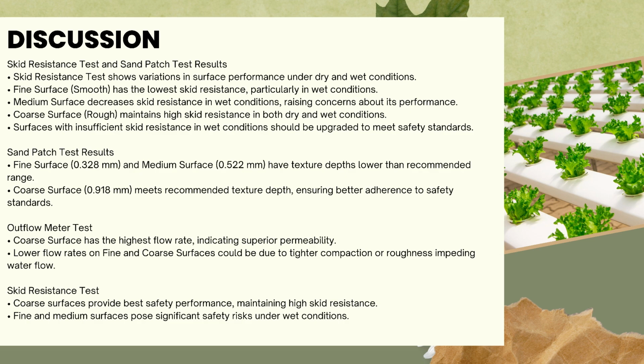The outflow meter test demonstrates the effect of texture on permeability and drainage. The medium surface exhibits the highest flow rate, making it optimal for drainage, while the fine and coarse surfaces show lower permeability, potentially causing water accumulation. In summary, the coarse surface excels in skid resistance and safety, the medium surface optimizes drainage, and the fine surface performs poorly in both, underscoring the need for texture improvement.